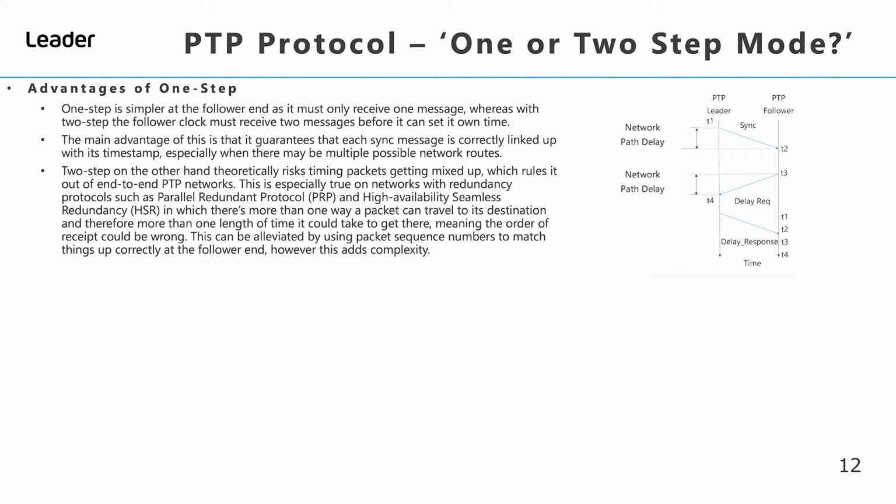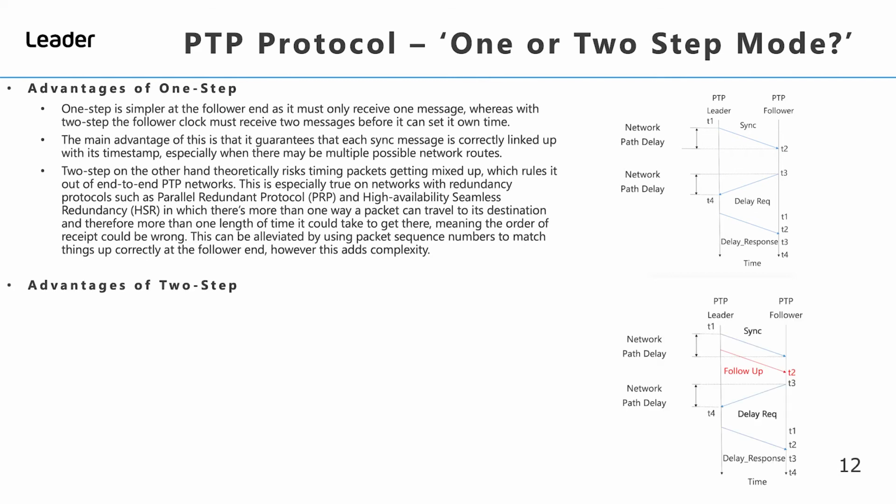This is especially true on networks with redundancy protocols such as Parallel Redundancy Protocol, PRP, and High-availability Seamless Redundancy, HSR, in which there's more than one way a packet can travel to its destination, and therefore more than one length of time it could take to get there, meaning the order of receipt could be wrong. This can be alleviated by using packet sequence numbers to match things up correctly at the follower end. However, this adds complexity.